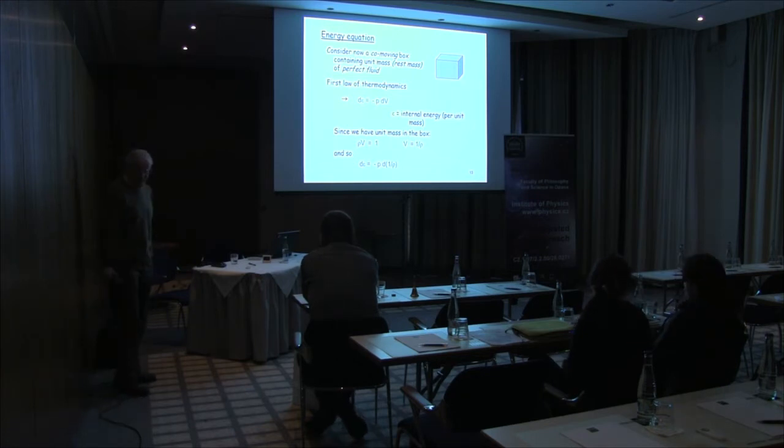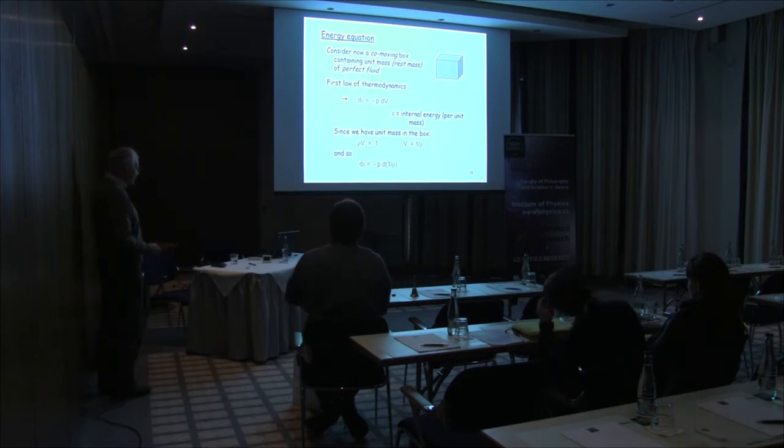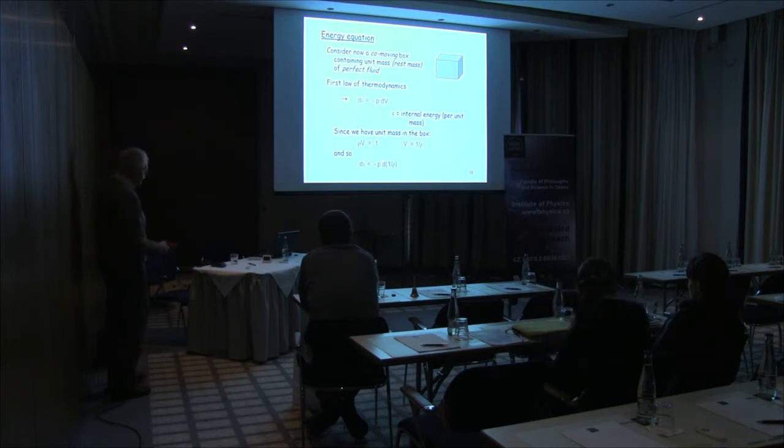Now we've got unit mass in the box, so that means that rho times the volume of the box is equal to 1 by definition. So the volume of the box is 1 over rho. I put that into this expression, and I then have that changes in specific internal energy are given by minus P times d of 1 over rho.